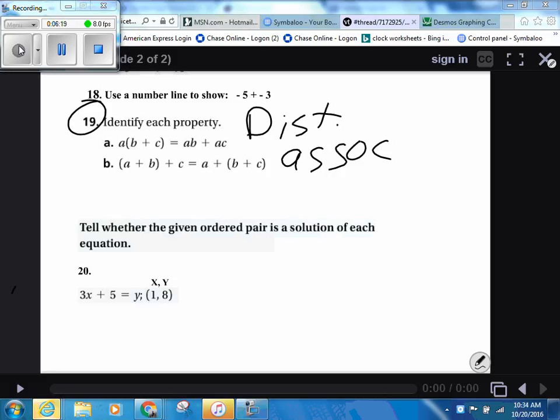Number 19, make sure you know what these properties are. This number distributes inside, called the distributive property. These here have the parentheses, they associate with different letters, called the associative property.